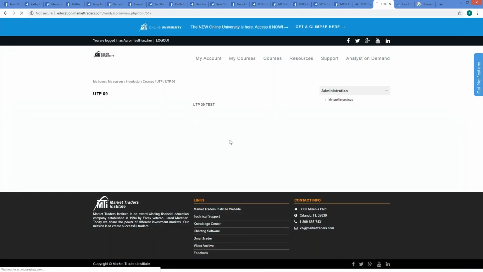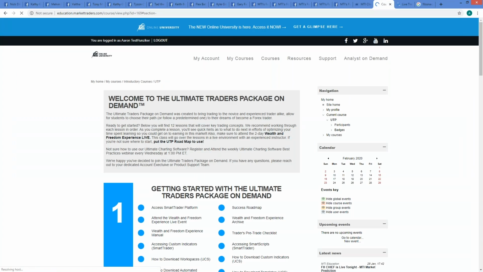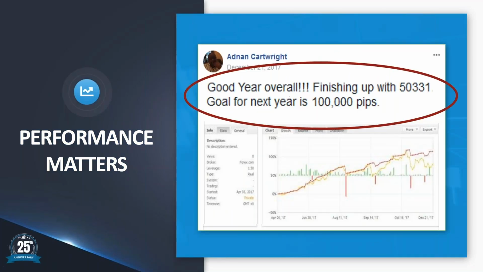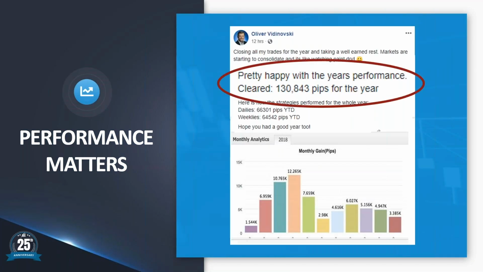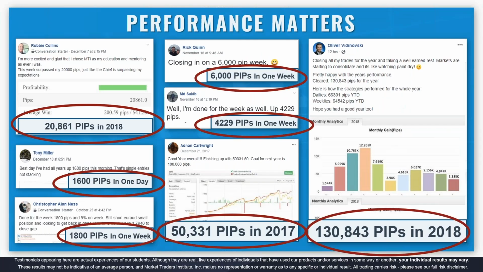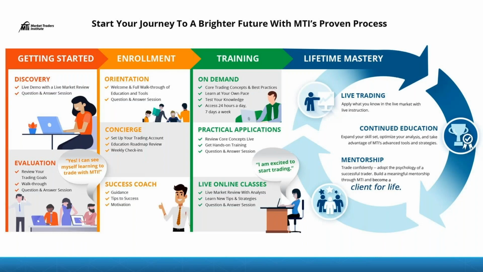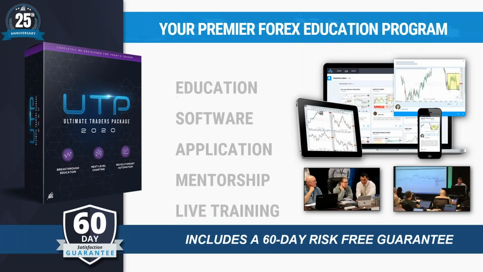So the way that we've built this organization, again, is on education, tools and technology, and mentoring and coaching. I've got a couple of minutes here to share with you our program, how we do it, how you can experience who we are, go through our education, have a coach, have a mentor, use this technology, follow this process, and go see how many pips and profits you can make in the next 60 days risk-free.